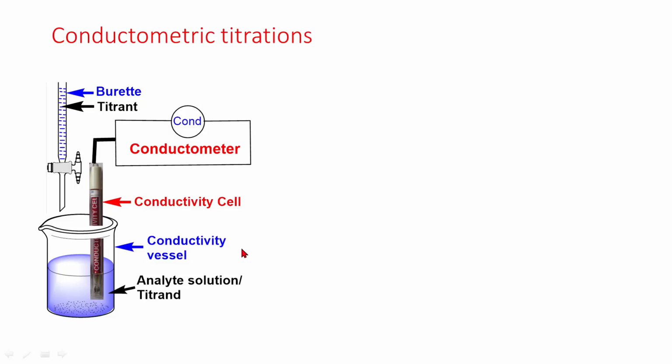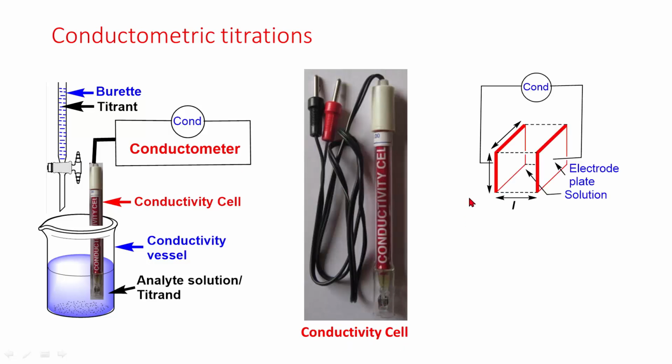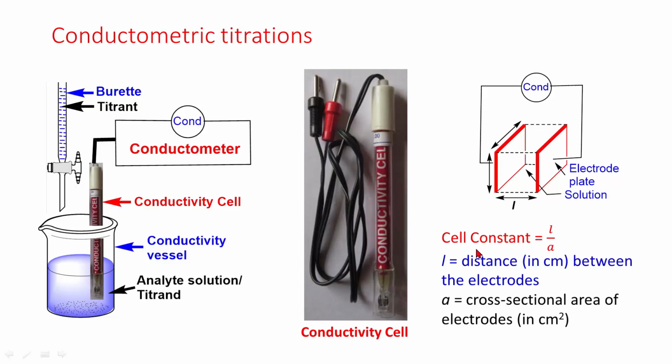In this titration, we have a conductivity vessel and a conductivity cell attached to the conductometer. The conductivity cell has electrodes which are separated at a distance of L. The conductivity cell has a specific cell constant which is given by L by A.